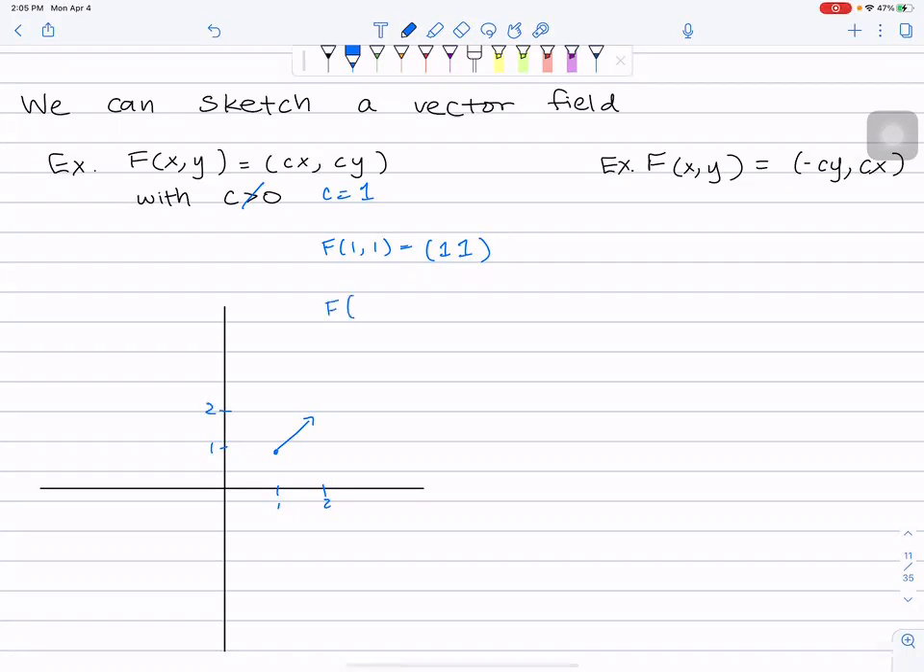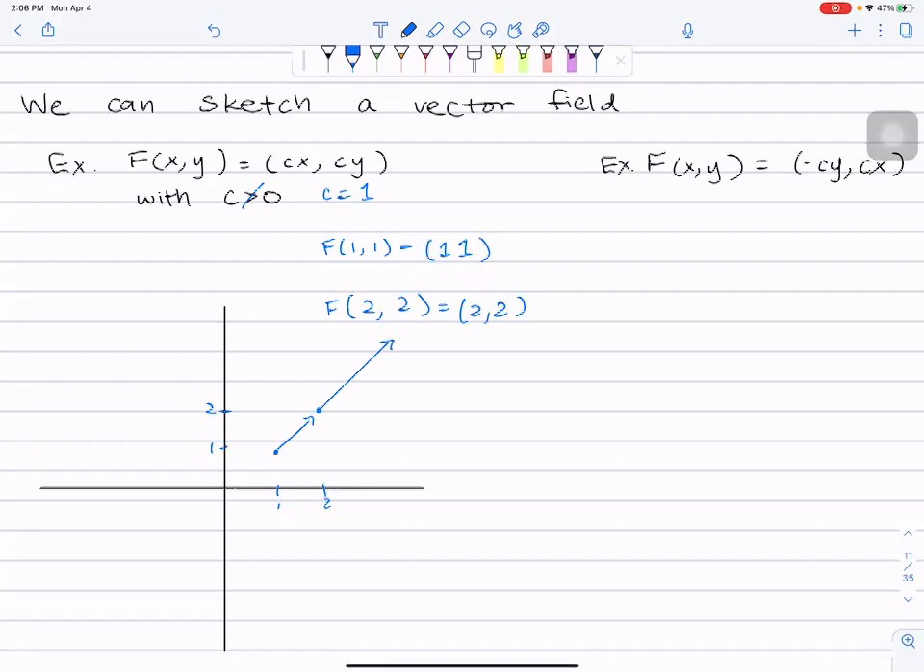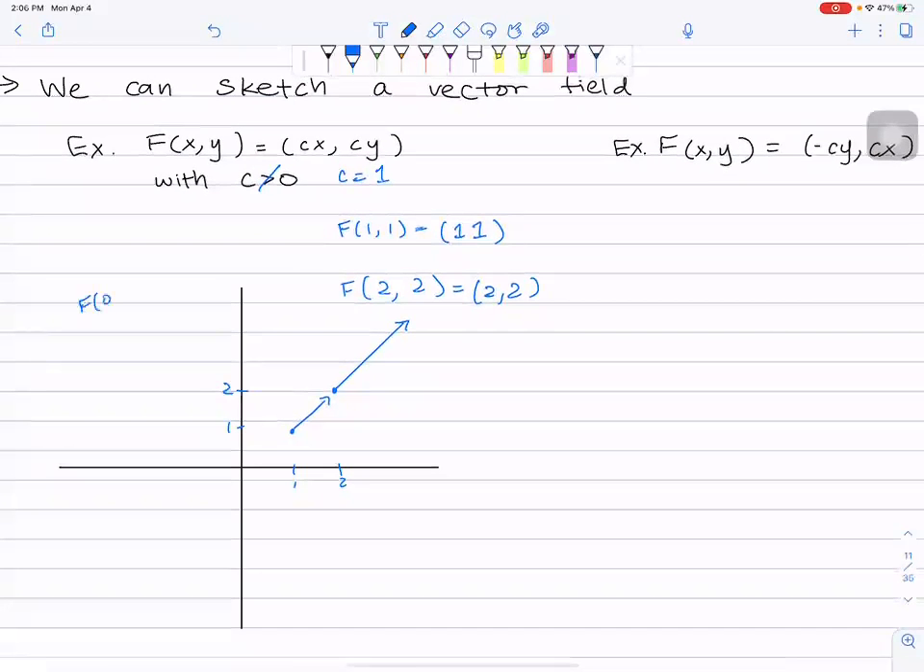What about if we tested a point like 2, 2? Then our vector would be 2, 2. So at this point 2, 2, we have a longer vector of length 2, 2. If we test a point over here like 0, 1, that's this point, then we would get 0, c, which is 1. So we have this blue vector here. And if we tested 0, 2, we get a longer vector.